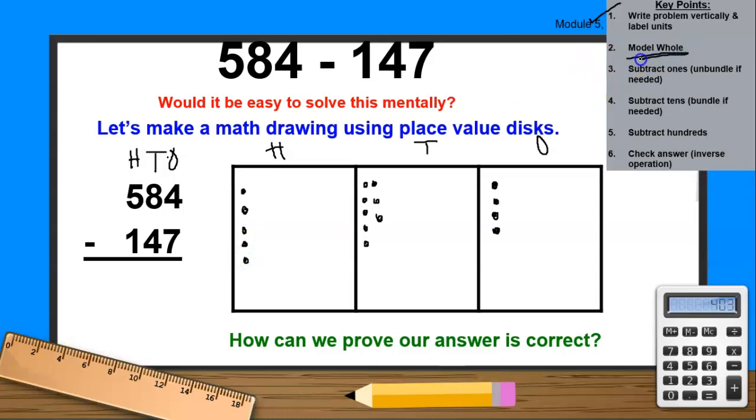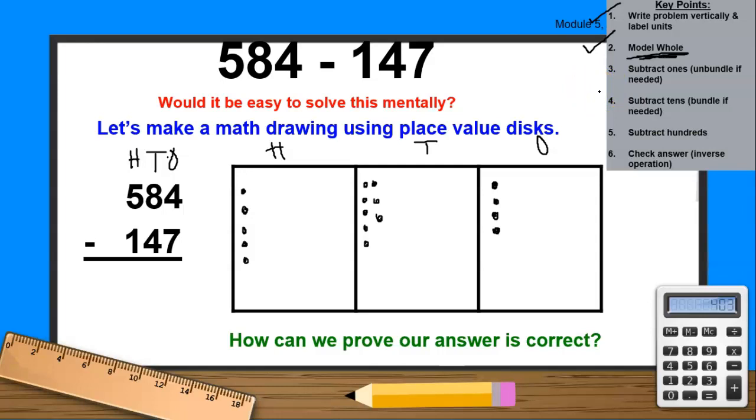Look at key point number 1. Key point number 2, model the whole. Remember that we only model the whole. Do we need to draw 147? No, boys and girls. It's part of 584. We only draw the whole when we subtract. Then we take one part to show the other part. So, excellent thinking, boys and girls. That's the part-whole thinking.